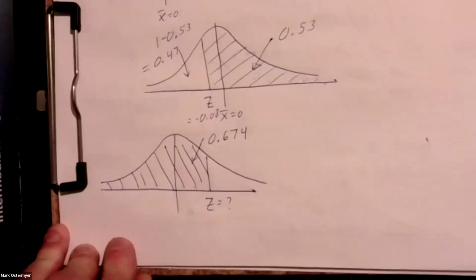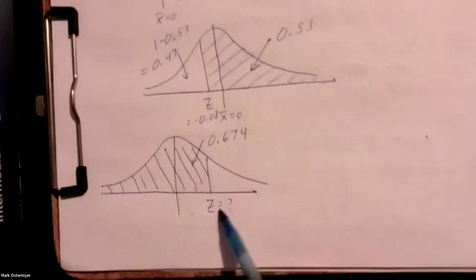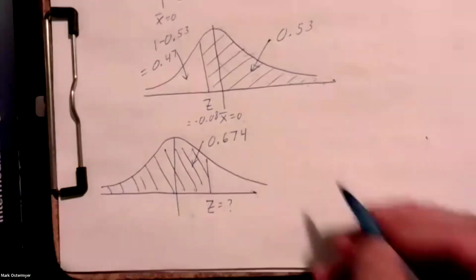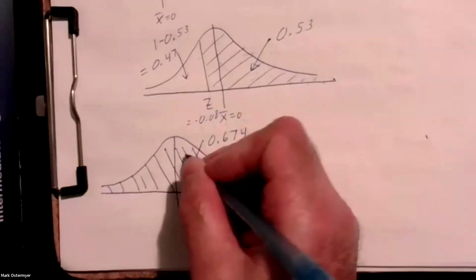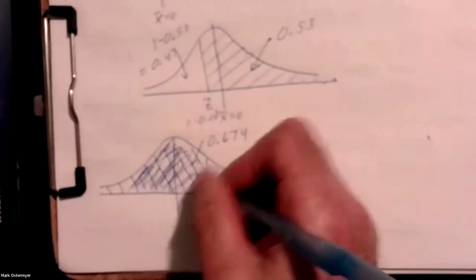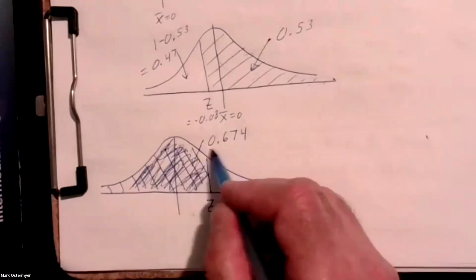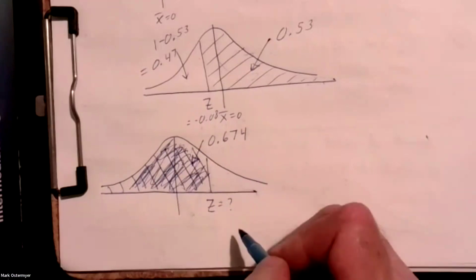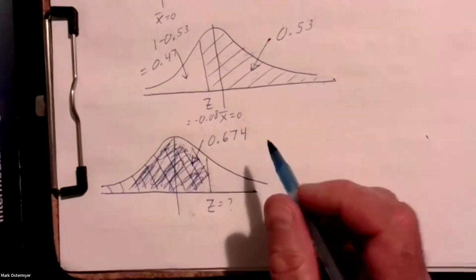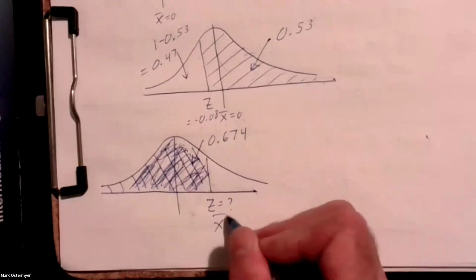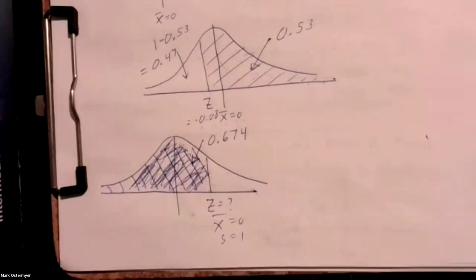All right, so we want to find this z value here, below which lies 67.4% of all the area of the curve. That's what we want to do. So since we're not trying to find an area or a probability, we're given the area to the left of the z value. We're trying to find this percentile value. We use the inverse norm function. And we type in the area to the left of 0.674. And the mean is 0, standard deviation is equal to 1. So let's go grab our inverse norm calculator.